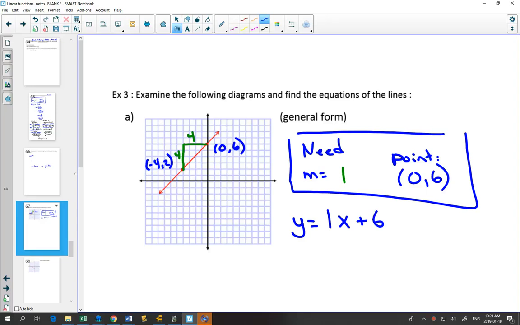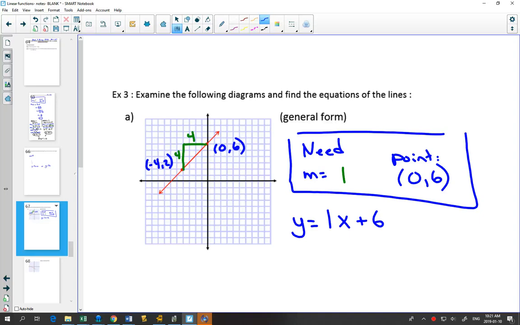How did I know that so quick? You see the shortcut? You have the y-intercept. It was one of the points. It's not always the case they give you a nice y-intercept, but in this one they did. So if they give you the y-intercept, use the short way and just plug in your slope and y-intercept.